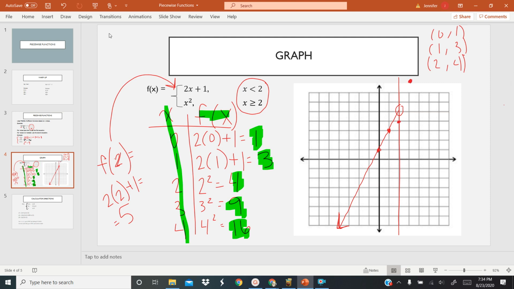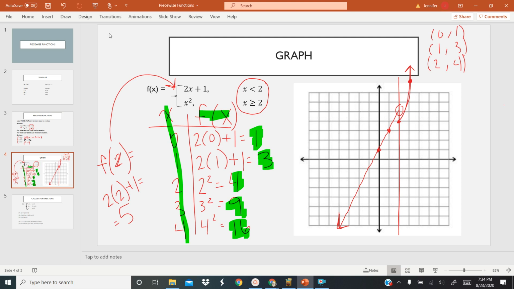16 is way off of our graph. X squared, it's going to be a parabola. You guys know what it looks like. Just make this a little bit curvy. And then put an arrow to indicate that it's going up right there. So that's what the graph of that would look like.